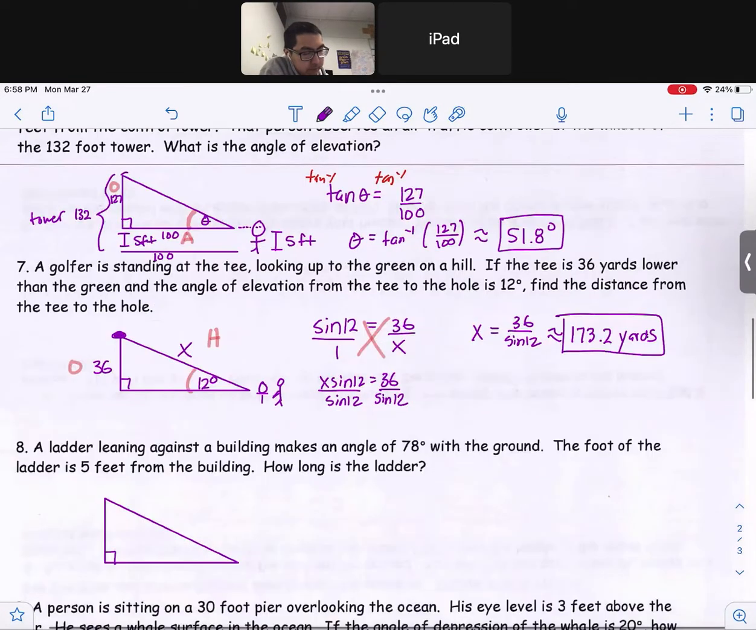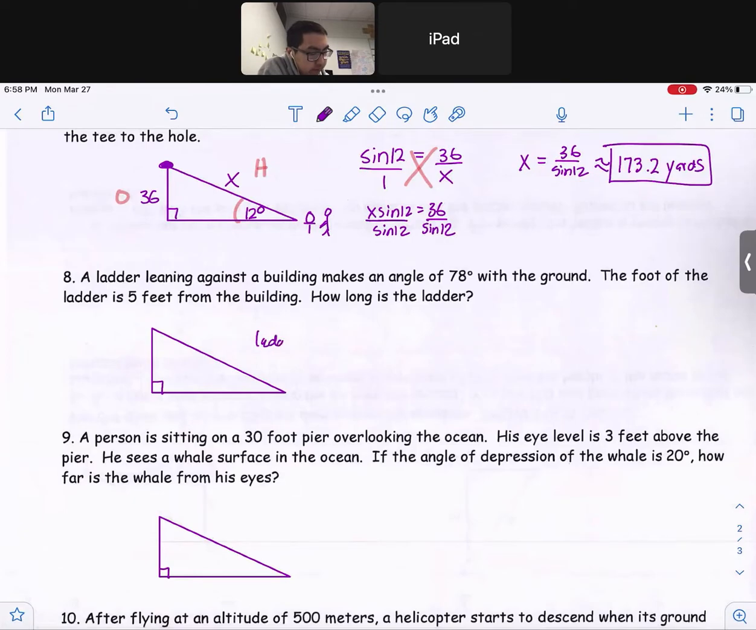Number 8, a ladder leaning up against the building and makes a 78 degree angle with the ground, right? The foot of the ladder is 5 feet from the building. So the foot of the ladder and the heels of the building is 5 feet away. How long is the ladder? How long is that ladder?